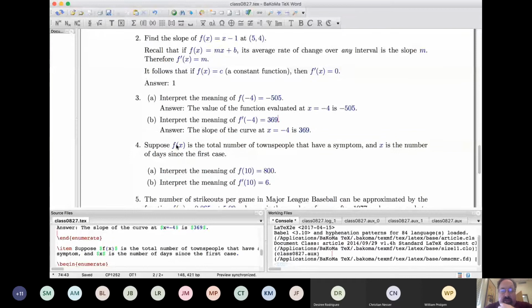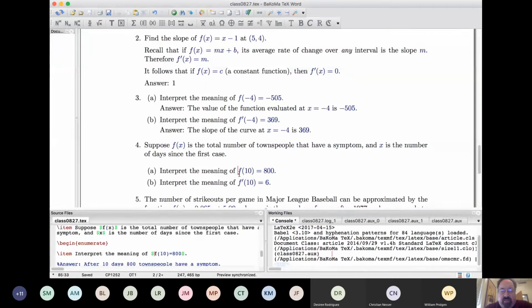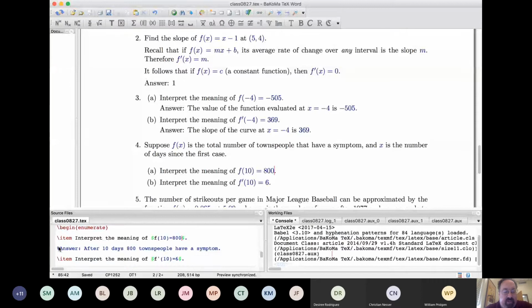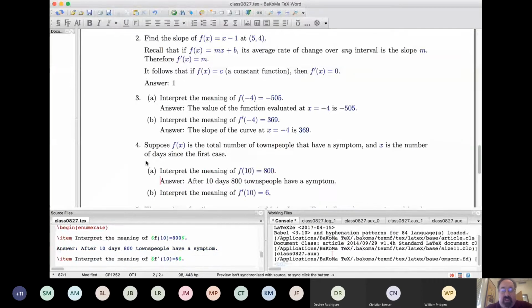All right, here we have a function with a specific meaning. F is the total number of people that have a symptom, so sadly relevant for these times. And x is how many days have elapsed since the first case happened. So if we're saying that f of 10 is equal to 800, well, 10 refers to the number of days since the first case. 800 is, look at the meaning of the function, the total number of people that have the symptom. So that's all that statement is saying.